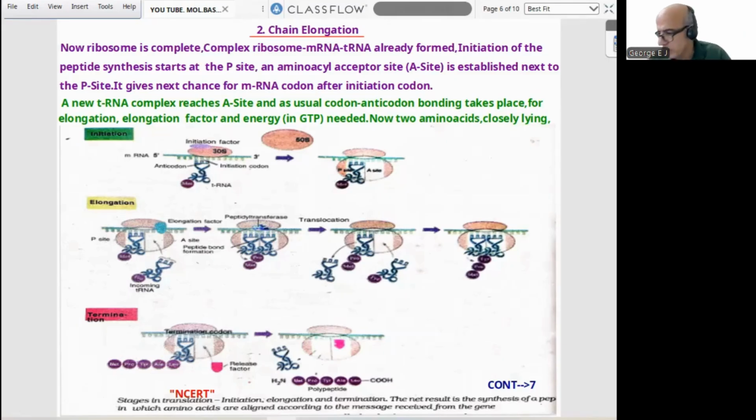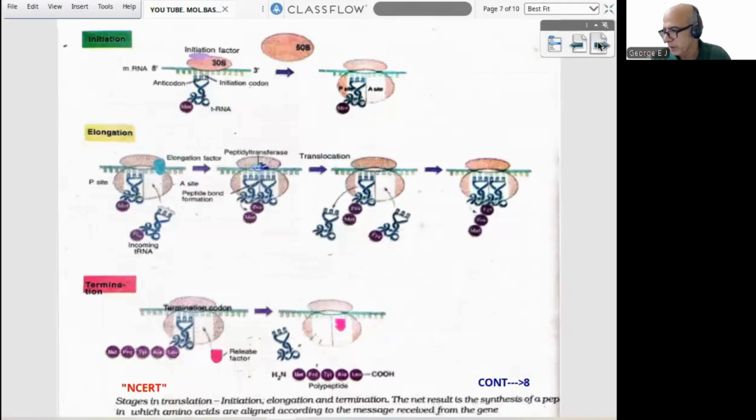Now 2 amino acids will be closely aligned. This diagram is small, so on the next page I expanded it so you can clearly observe it. I put it full screen, but this diagram will not be there in the present NCERT. Here you can find initiation. This is the elongation procedure. So amino acids are brought to the A site. This is the P site, A site: first amino acid at the P site, second amino acid at the A site. I think up to this it is clear.